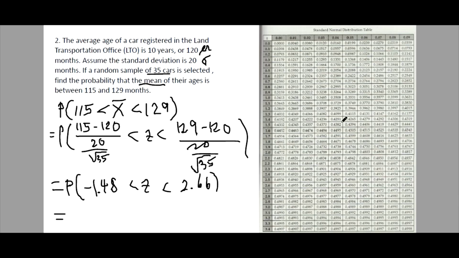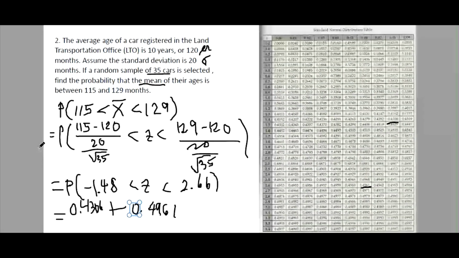So negative 1.48, so 1.48 is this, 0.4306, this one. So 0.4306 plus 2.66. Okay, 0.4961. Okay, so if we add this, we have 0.9267.